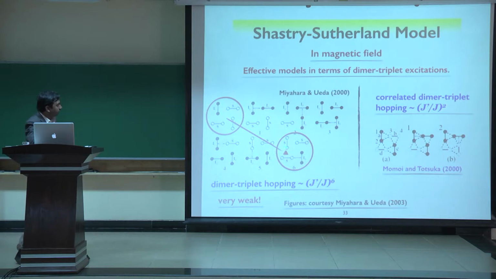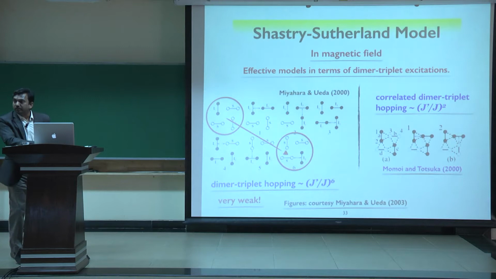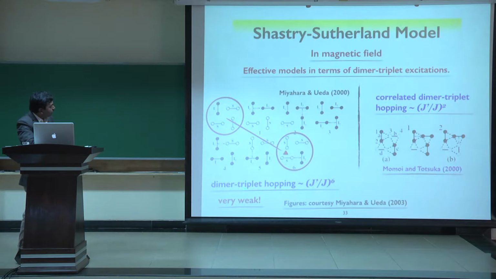Now, people did simple and systematic calculations and figured out two very nice things about the hardcore boson on this lattice, this effective hardcore boson. One is that the triplet, which is induced by the magnetic field, doesn't disperse easily. So you can see the hopping of the triplet starting from here and going to, let us say, this site. This is the simplest hopping process which one could figure out.